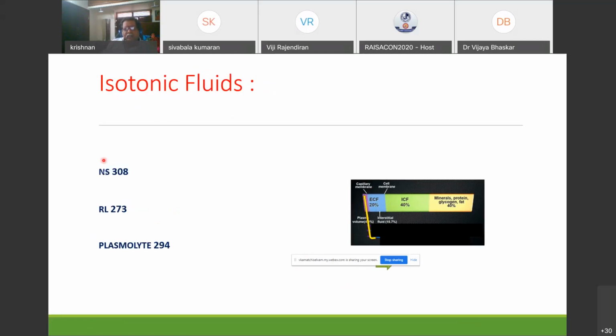If you use isotonic fluids like normal saline, ringer lactate or plasmolyte, the fluid stays here and some amount of fluid will move into the interstitial space. It may not move too much into the intracellular space. So you might have a little amount of interstitial fluid, but it may not be clinically relevant. So this will be your ideal fluid of choice.